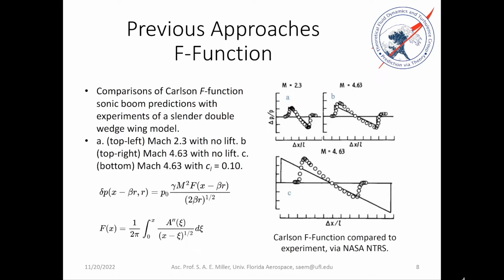It's basically an integration of area with respect to X along the flight vehicle, and it works really well for cylinder vehicles, even with lift at supersonic Mach numbers. For say Mach 2.3, it works really well, as seen in the right figure by Carlson from NASA NTRS. But if the Mach number increases to 4.63, things don't work as well. In part C in the lower right, you add lift effects and things break down.